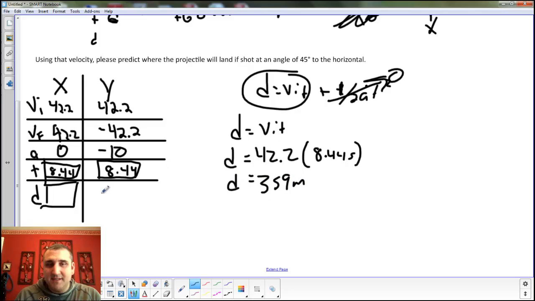And again, this is ignoring air resistance. We're living in happy physics land. So if we did it in real life, it would definitely not land that far away. But if there was no air resistance, it would. So I hope this helped.